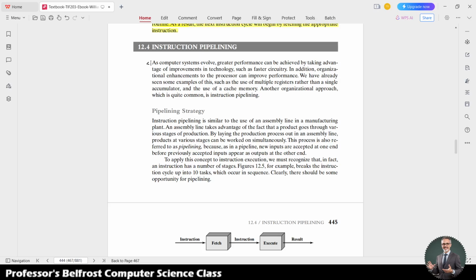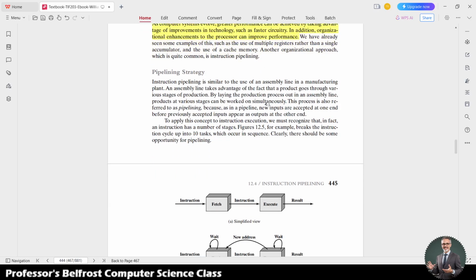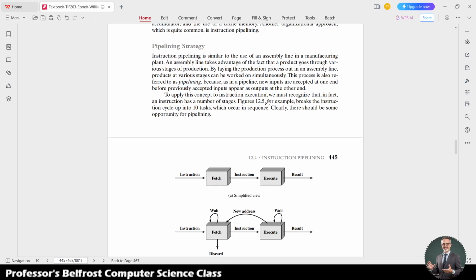As computer systems evolve, greater performance can be achieved by taking advantage of improvements in technology such as faster circuitry, and in addition, organizational enhancements to the processor can improve performance. There are some approaches that can be used. One of them, which is quite common, is instruction pipelining. So here's the strategy. Instruction pipelining is similar to the use of an assembly line in a manufacturing plant.